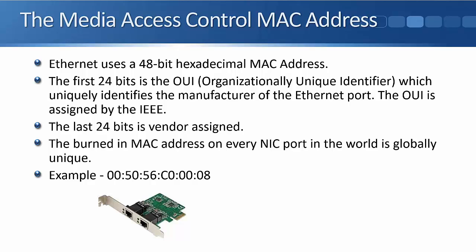The first half, so the first 24 bits, is the OUI. That's the organizationally unique identifier, and that identifier is the manufacturer of the Ethernet port. So if you've got a Cisco router or switch and it's got an Ethernet port on there, it will have a MAC address, and the first half of the MAC address is Cisco's identifier.